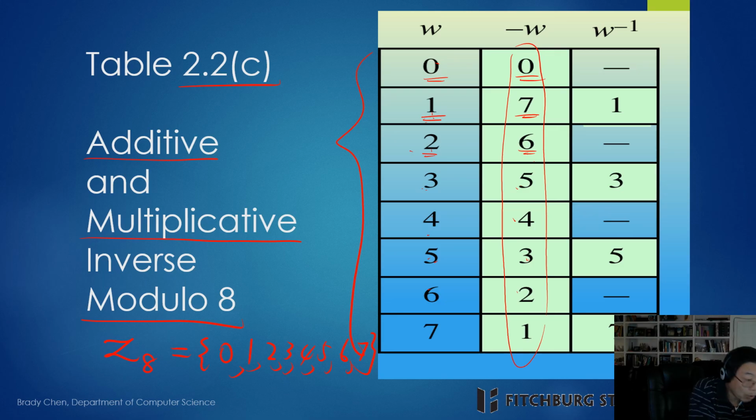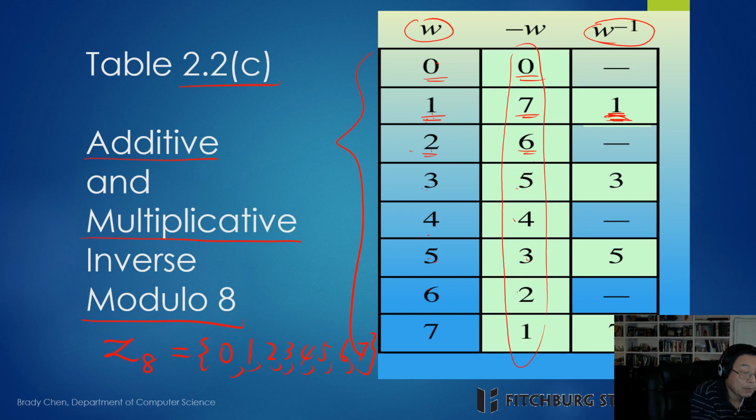Now what about the multiplicative inverse? For every number w, we use w to the minus 1. So 0 has no multiplicative inverse. That makes sense, right? Even in the general sense, 0 has no reciprocal. There's nothing like 1 over 0. What is 1 over 0? It doesn't make any sense. Now, 1 is the multiplicative inverse of 1 modulo 8.